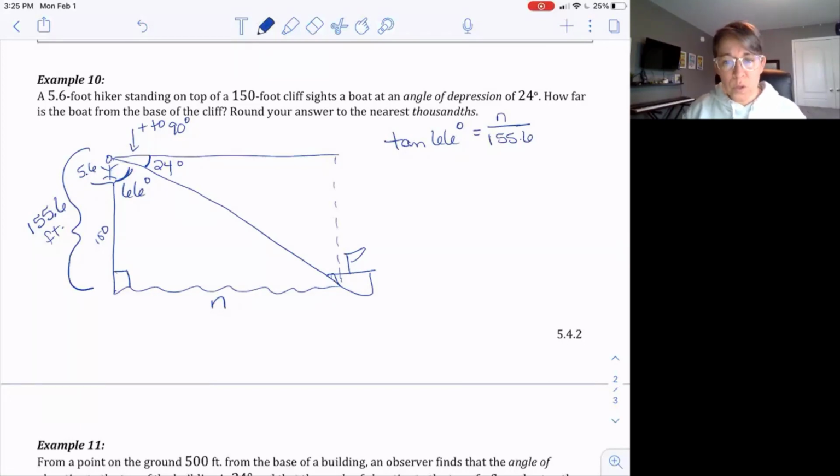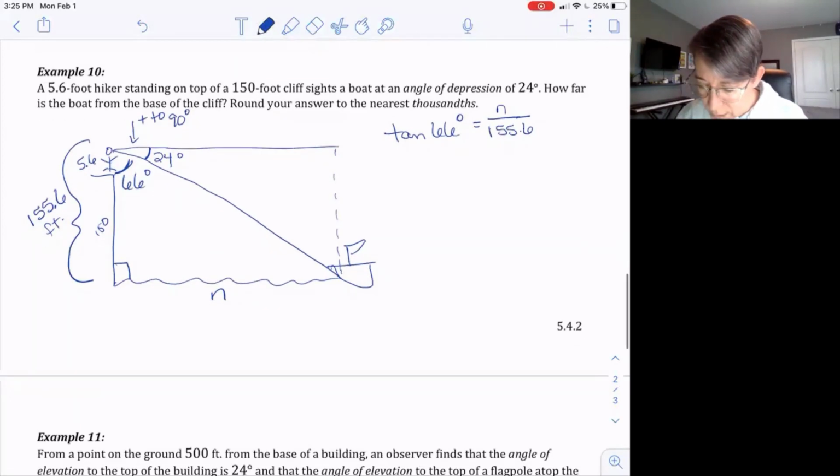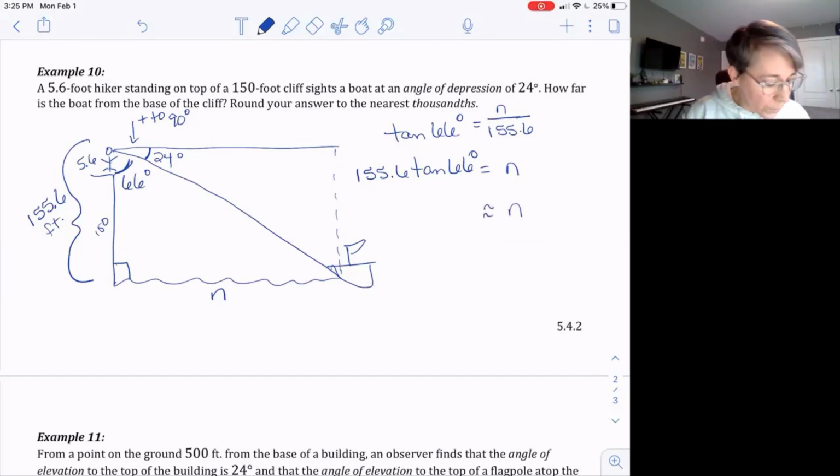If we multiply both sides by 155.6, we get n equals 155.6 times the tangent of 66 degrees. Be sure your calculator is in degrees. And when we put that in, we get approximately 349.483. Remember, they asked for us to round to thousandths place, so that's 3 decimal places. So the boat is almost 350 feet away.